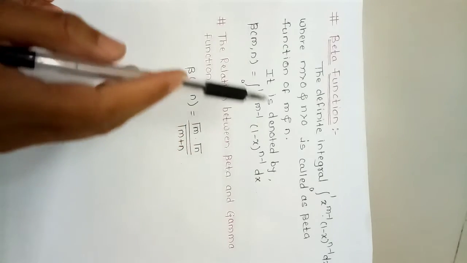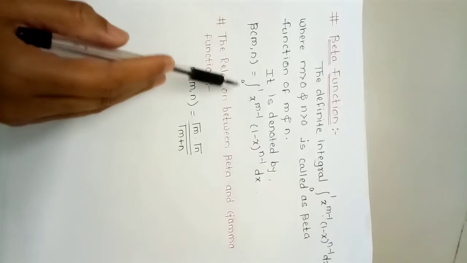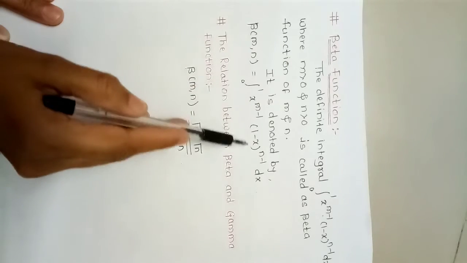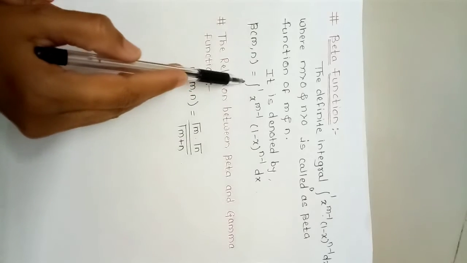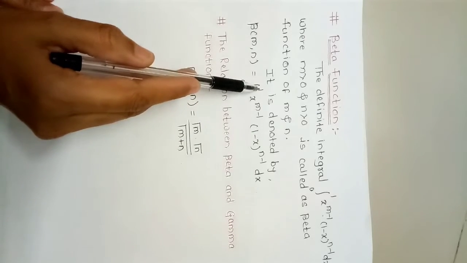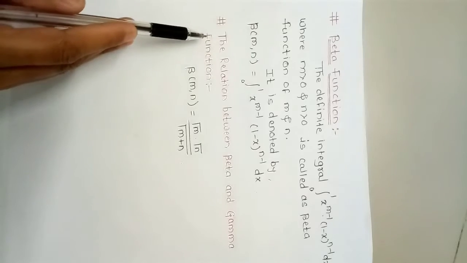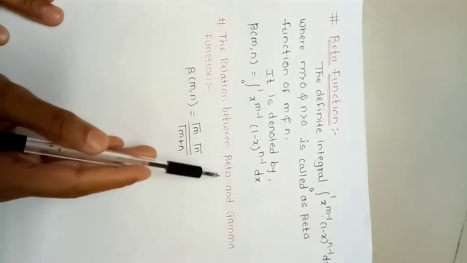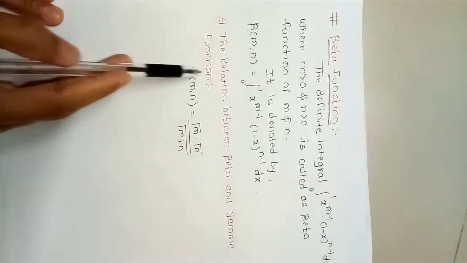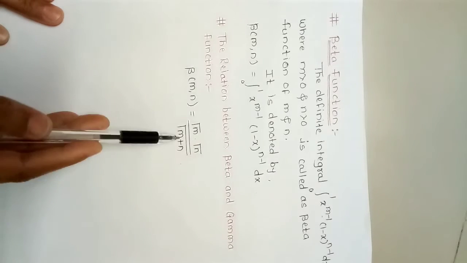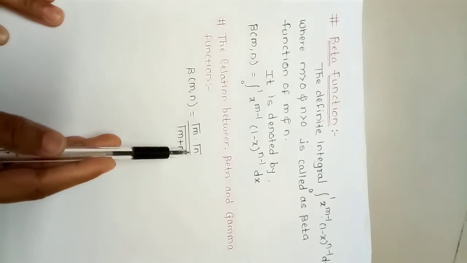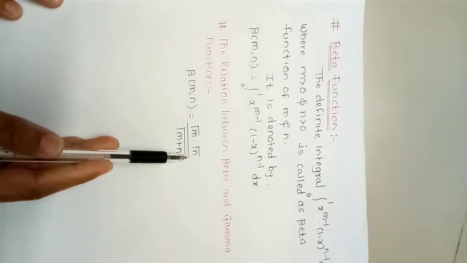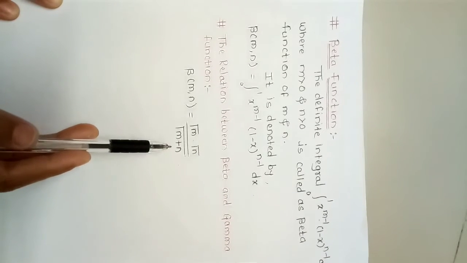In short, I should bring two terms in the integration, both algebraic, and the integration must be from 0 to 1. Next, we have to see the relation between beta and gamma function, that is, beta function of m, n is equal to gamma function of m into gamma function of n upon gamma function of m plus n. Now we have to see the base example based on beta function.